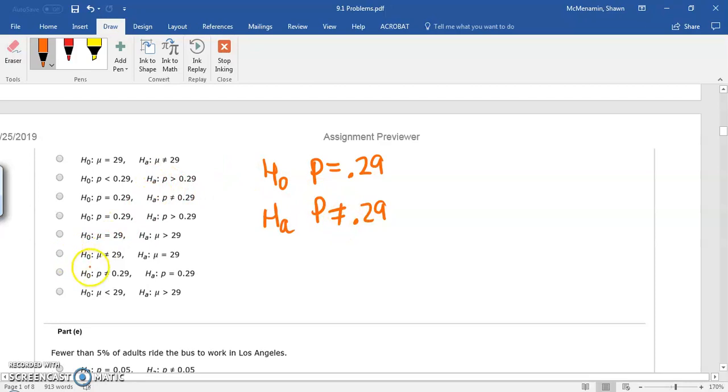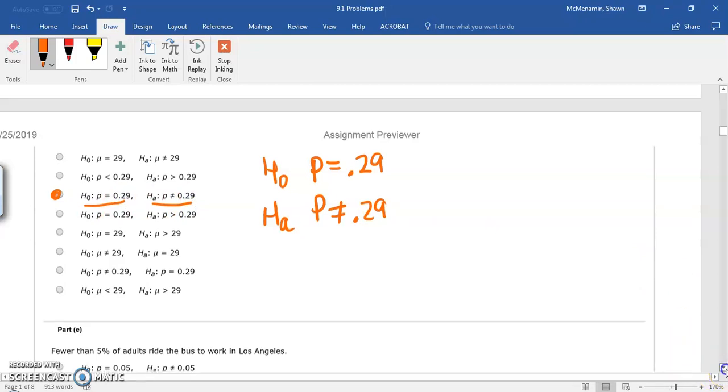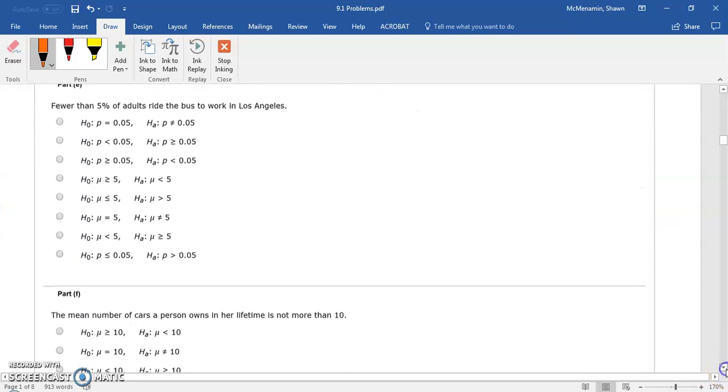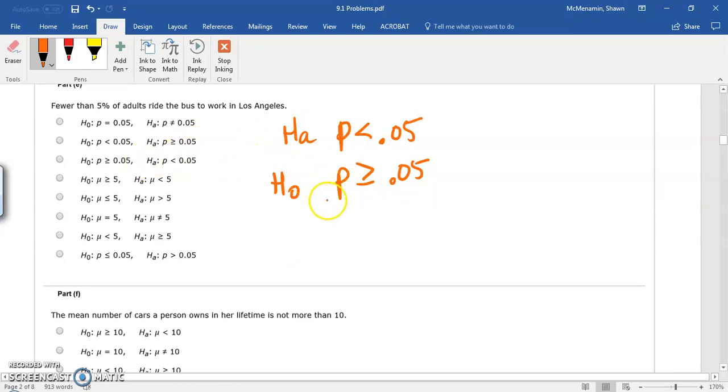So we want P equal to 0.29, so it's this one, and P not equal to 0.29. Fewer than 5% of adults ride the bus to work. So this is P less than 0.05. The opposing view would be P greater than or equal to 0.05. Now the null always has the equal sign. So the null is the bottom one, and the alternative is the one without the equal sign. So we're looking for H0, P greater than or equal to 0.05, and HA, P less than 0.05.